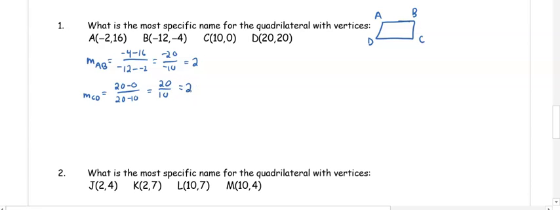But I want to find my second set of sides before I can determine anything. So I want to find the slope of AD, which is going to be 20 minus 16 over 20 minus -2. Gets us 4 over 22, which is 2 over 11. And our slope BC, 0 minus -4 over 10 minus -12.